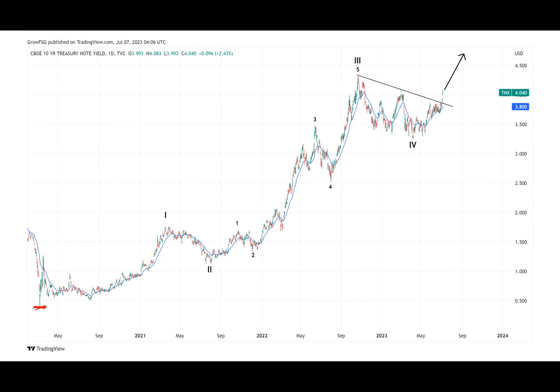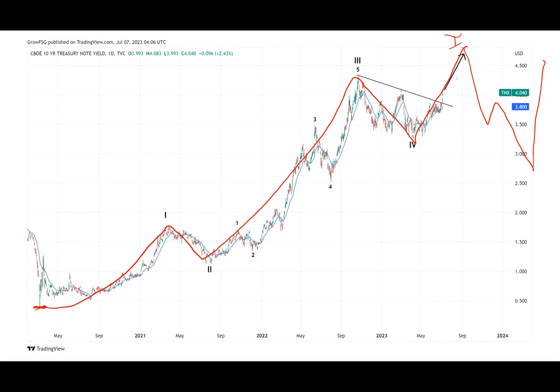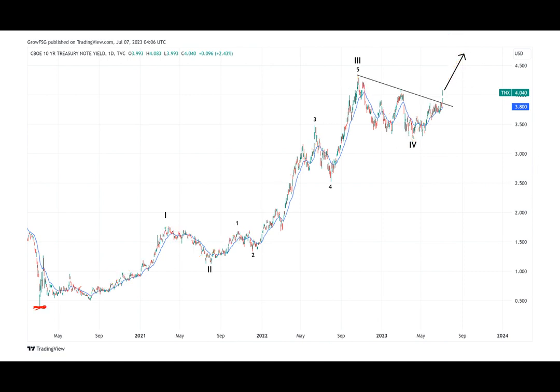Everybody's talking about how high interest rates are right now. They're going to be going higher for a long time. This is an impulsive move. 1, 2, 3, 4, 5. Then we're going to get an ABC to correct that. And then it's going to keep going higher. This is going to be ultimately a 1. This will be a 2. And yield is going to keep going higher, which means interest rates are going to keep going higher for a long time in the big picture.